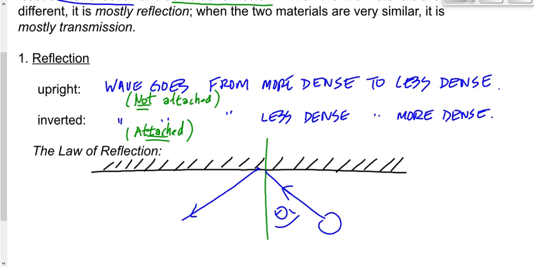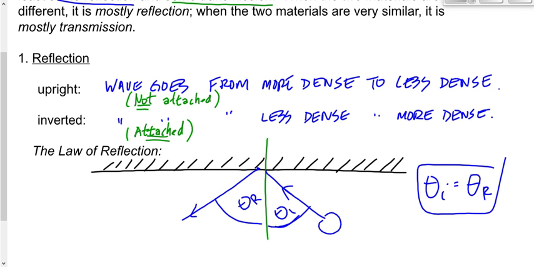Yeah, this is what we call a normal line, because this line is perpendicular to the boundary. The angle of incidence as measured from the normal line will be equal to the angle of reflection as measured from the normal line. Theta I equals theta R. That's the law of reflection.